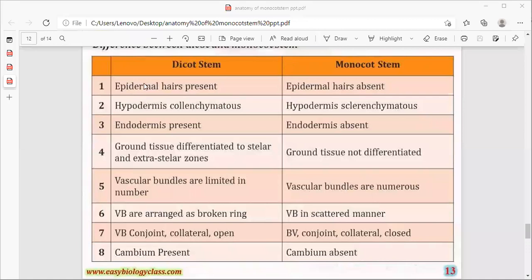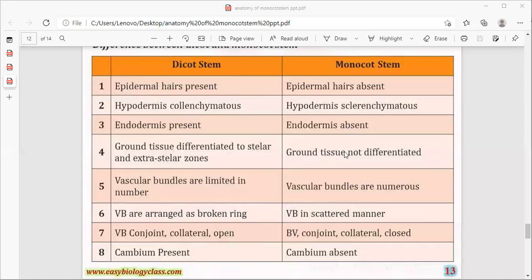Yes, sir. If you see the difference between dicot and monocot, epidermal cells are present in dicot, while epidermal cells, which we call trichomes here, are absent in monocot. The hypodermis is made up of collenchymatous tissue in dicot, and sclerenchymatous tissue in monocot. Endodermis is present in dicot and absent in monocot. Ground tissue is differentiated into stelar and extrastelar zones in dicot, whereas it is not differentiated in monocot.